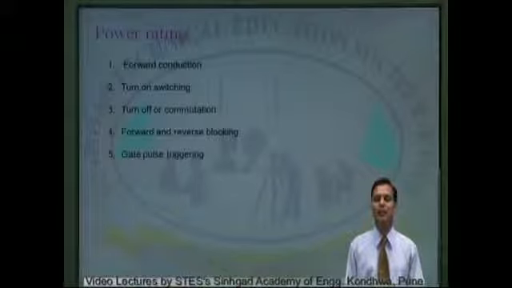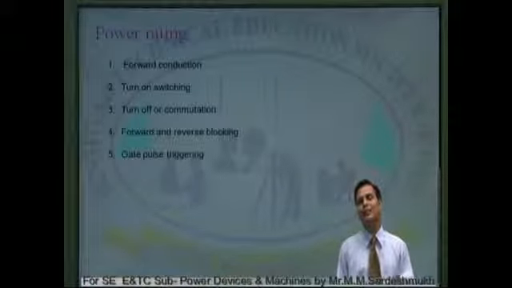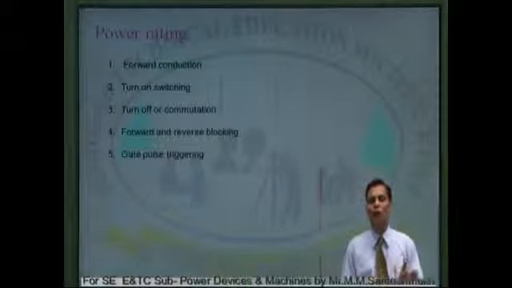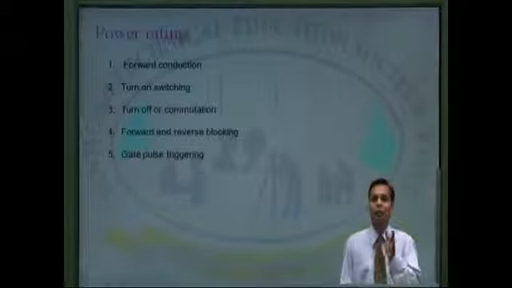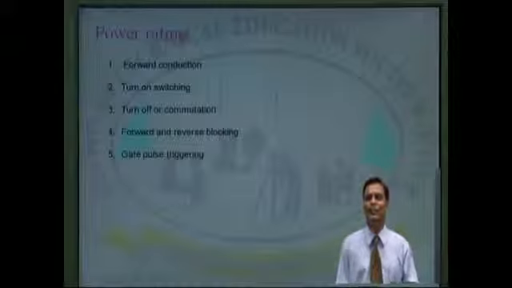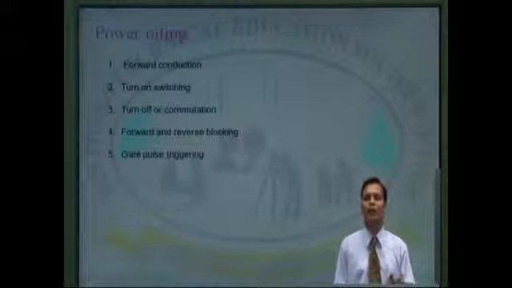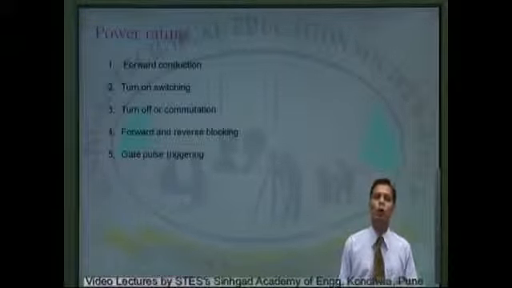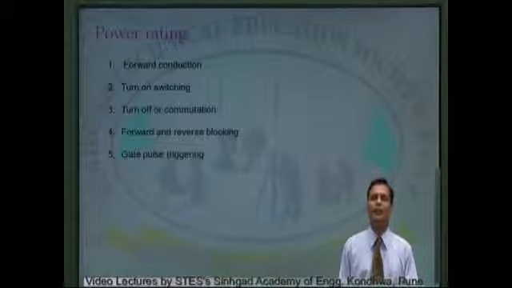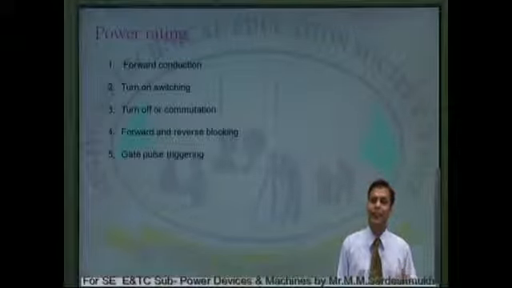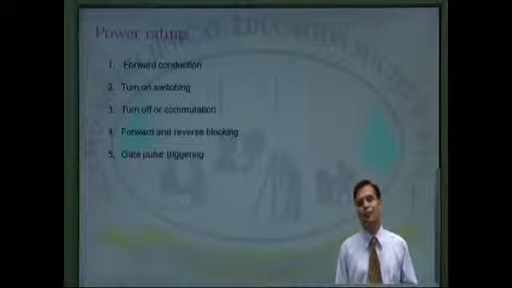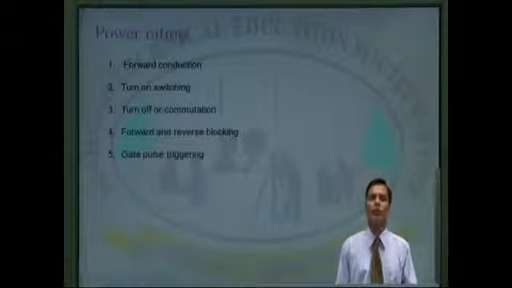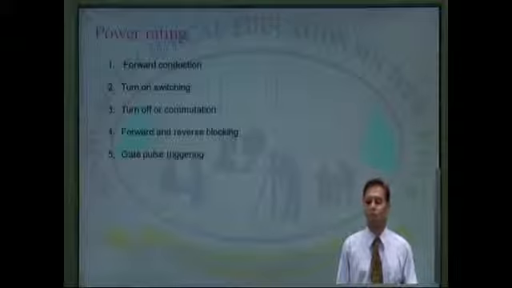Turn on switching is the power loss when the thyristor is switching from off state to on state. Though the time is very small, that is, the turn on time required for the thyristor to change state from off to on is very small, in terms of microseconds, in between the transition the voltage is maximum and current is also maximum, so we have to take into consideration this turn on switching also.